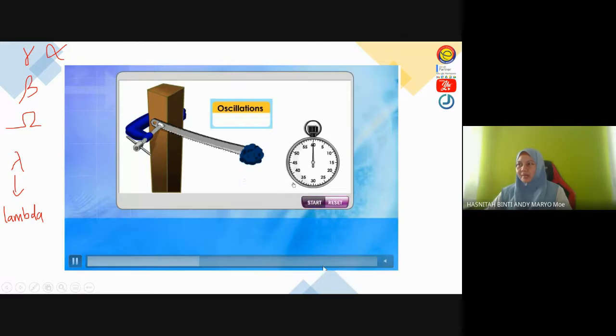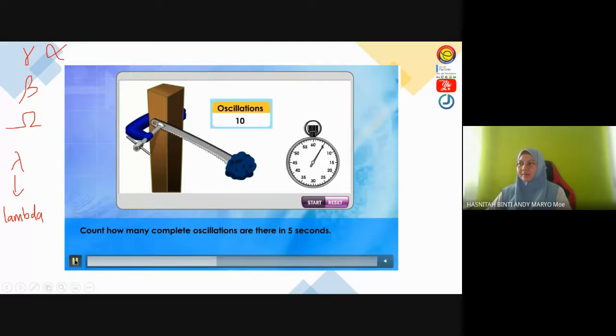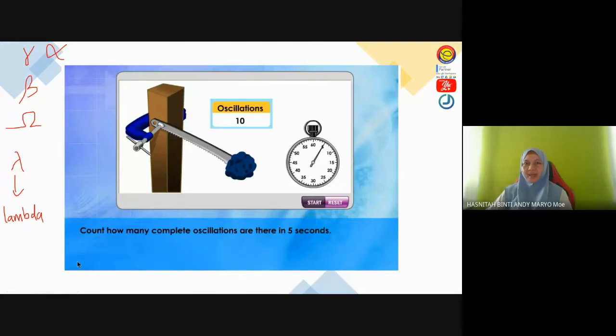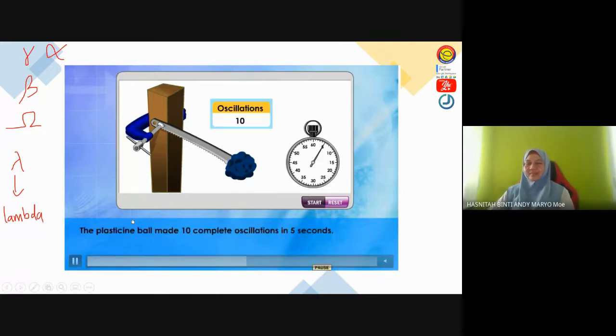We begin this experiment again. This hacksaw blade is released from one position and it makes 10 oscillations in 5 seconds. So can you tell me what is the period of oscillation of this hacksaw blade? How to find the period? 10 oscillations is 5 seconds. So for one oscillation, how to find? 10 divided by 5 or 5 divided by 10, which one? So it is 0.5. Okay, 5 divided by 10.